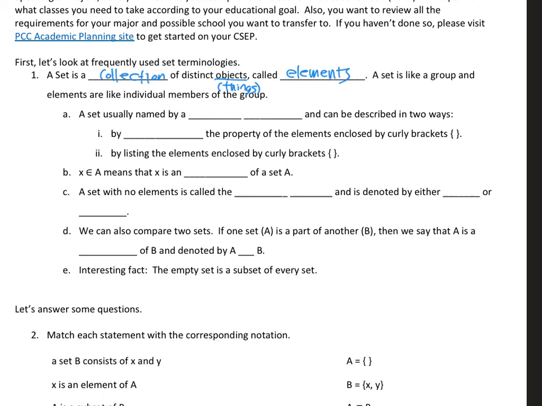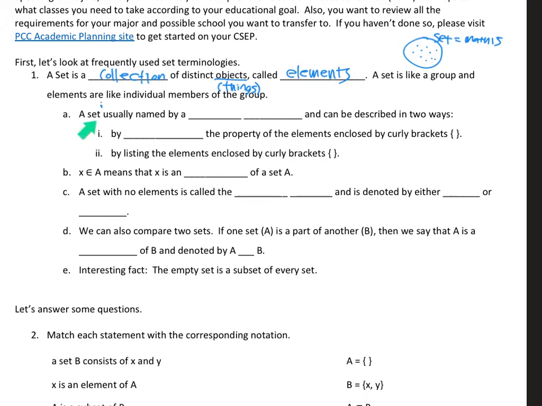Another example might be our class. I can think of it as a set. So the set is our Math 15 class, and elements are individual students like you. All of you combined form a set, and you are an element of the set, which is our class.